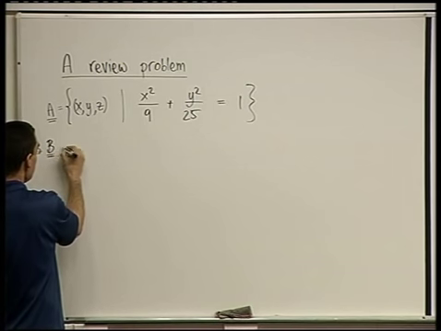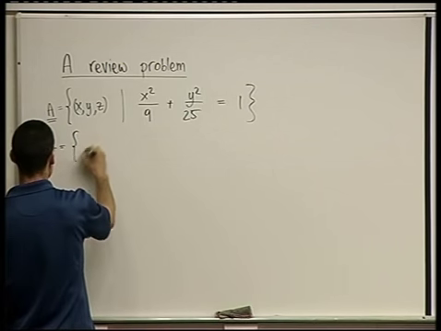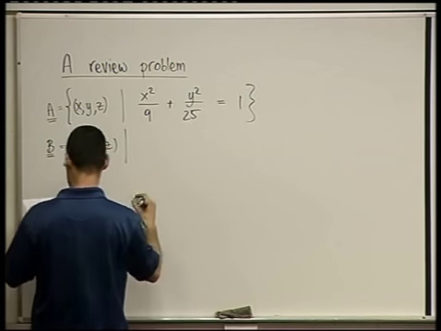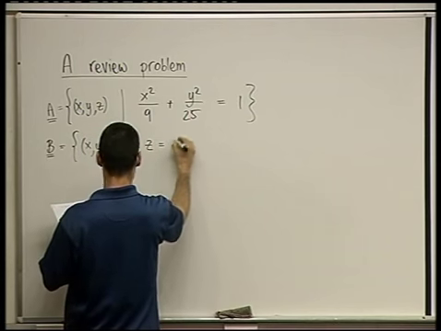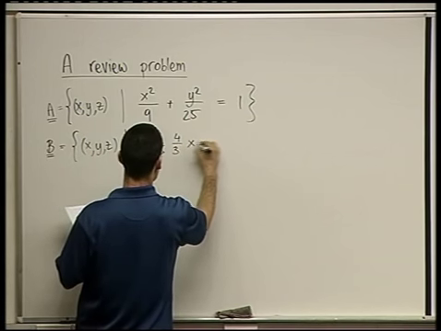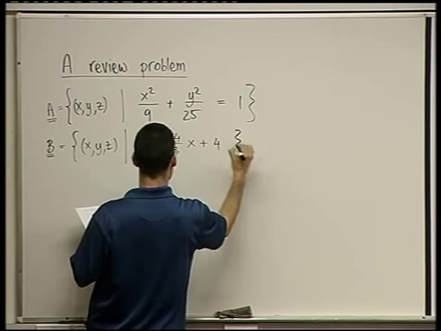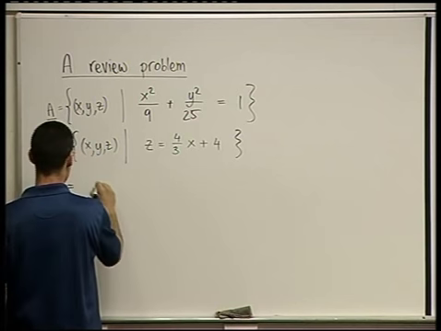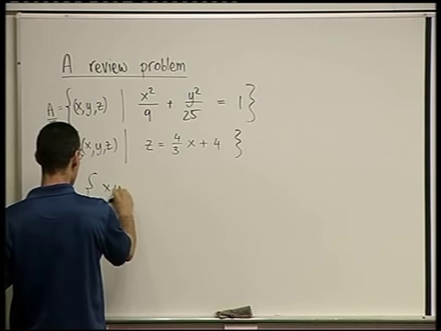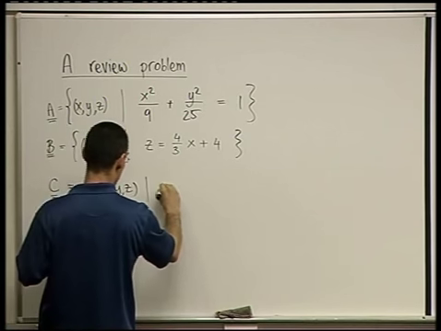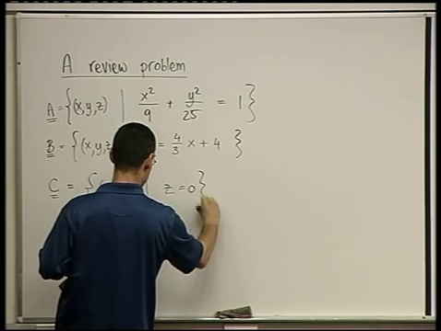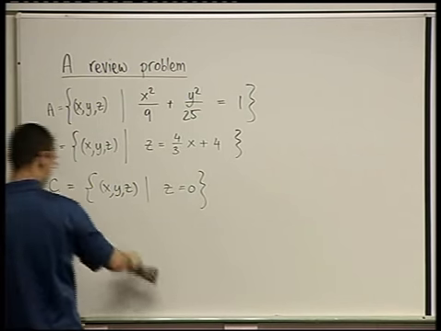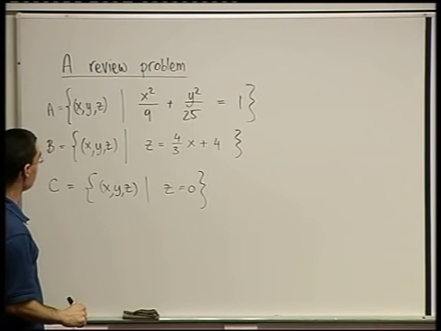The surface B is all the points x, y, z in R3, satisfying that z equals 4 over 3 x plus 4. And the surface C are all the points x, y, z, satisfying that z equals 0. I don't know why I put these lines. They're not necessary. So these are the three surfaces.